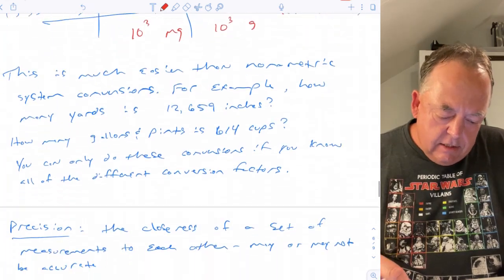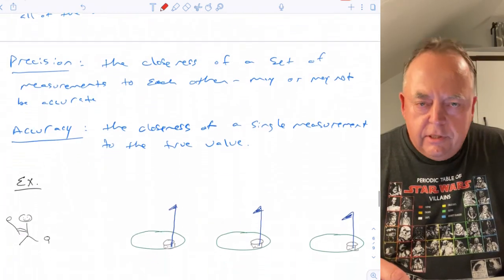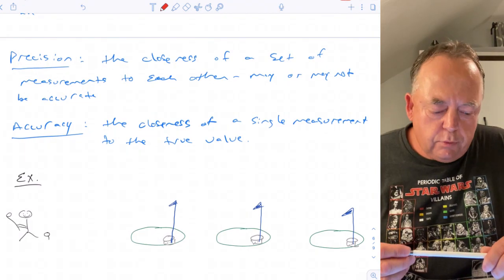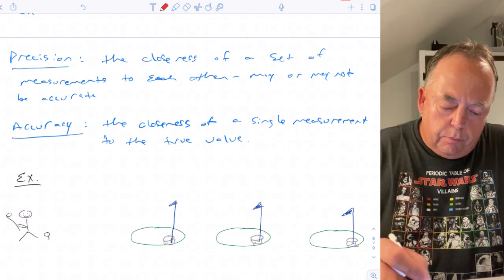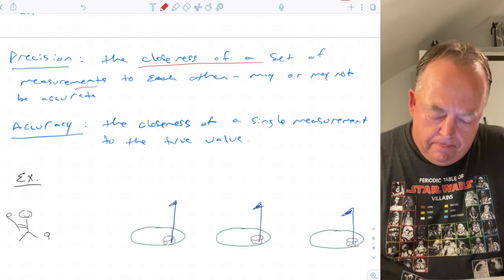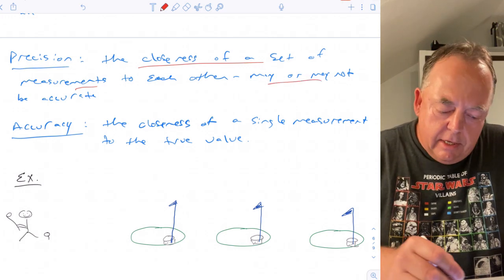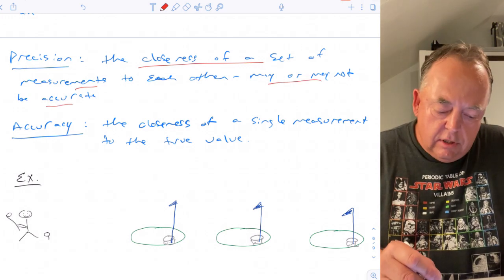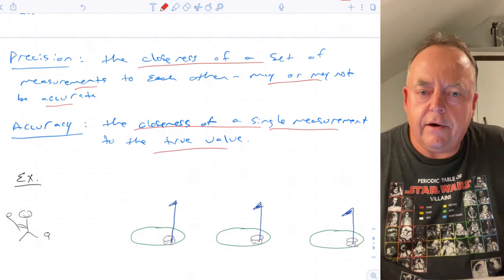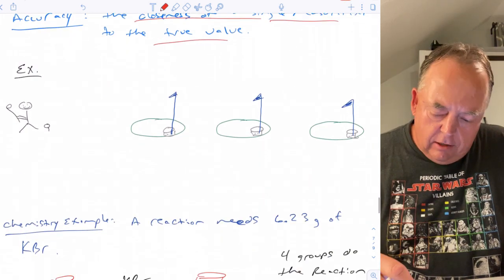Okay, so lastly in this lecture, we're making measurements on matter. If you're making measurements, one thing you have to worry about is precision and accuracy. Precision is the closeness of a set of measurements to each other, so they may or may not be accurate. And accuracy is the closeness of one single measurement to its true value. So we'll try to illustrate this concept.